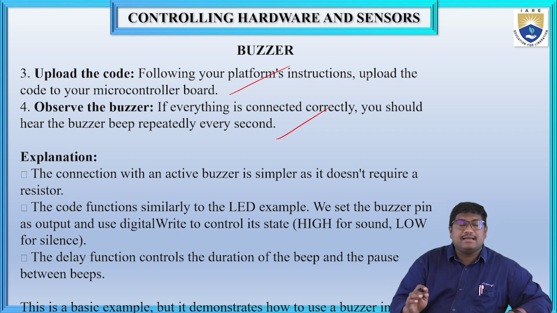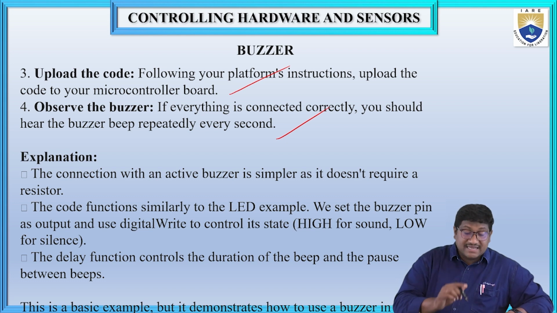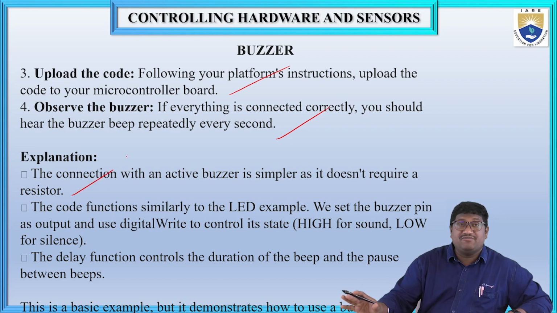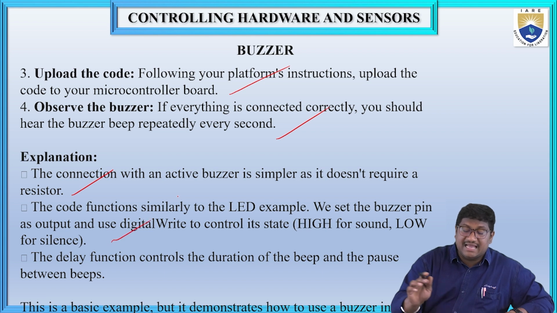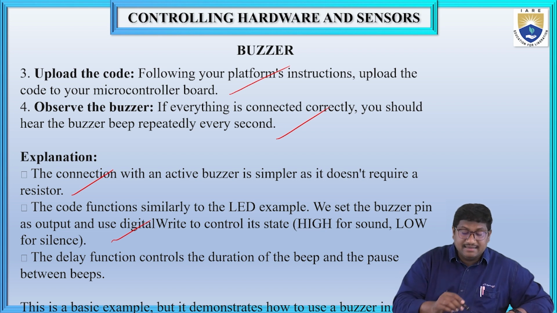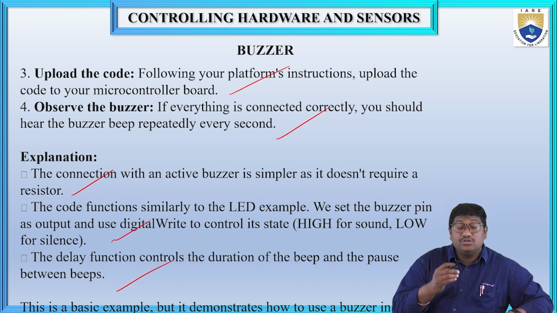If everything is connected correctly, every half second the buzzer will raise and lower its sound. The connection with an active buzzer is simpler and doesn't require any resistor. The code works like the LED code, controlling high and low: high is for sound and low is for silence. The delay function gives us the gaps between beeps, pause and beep.